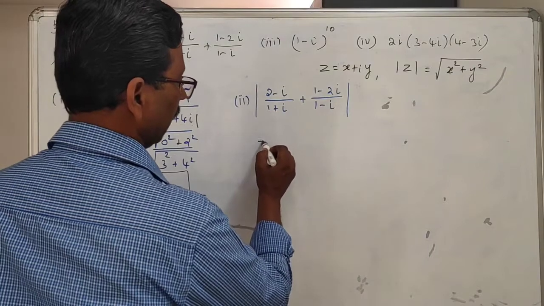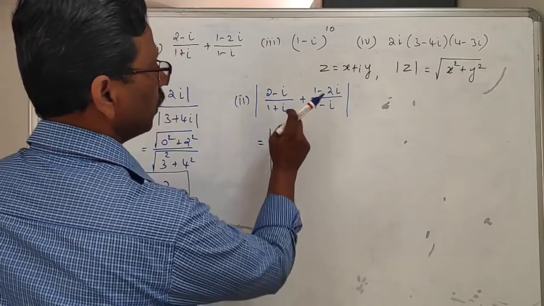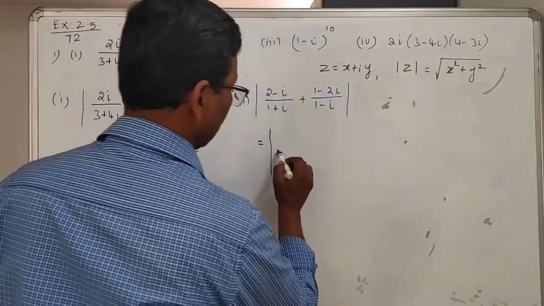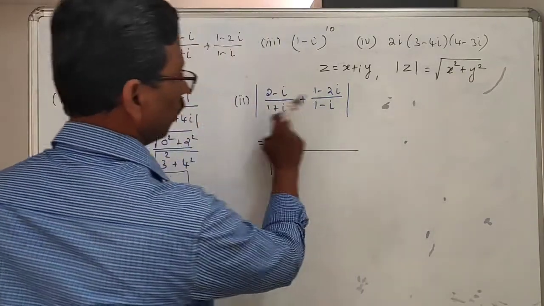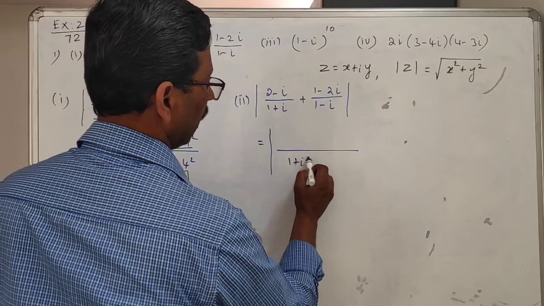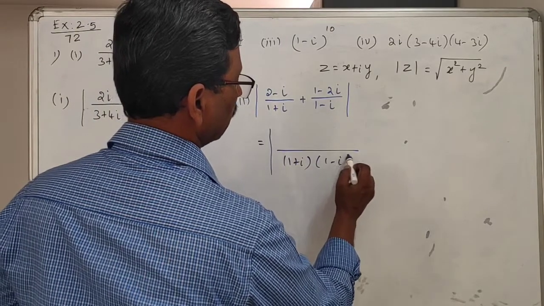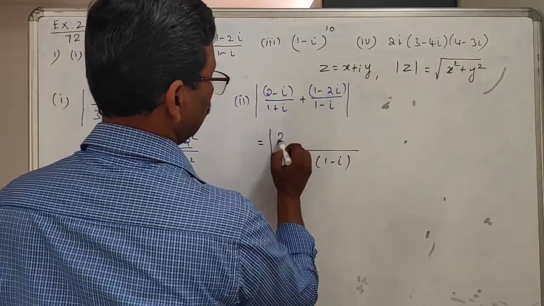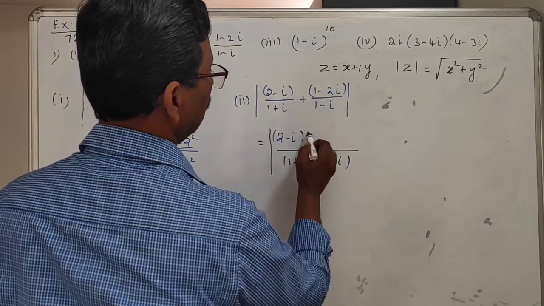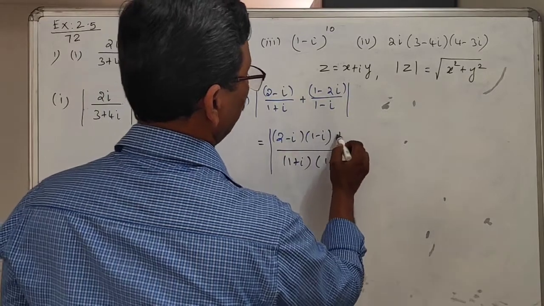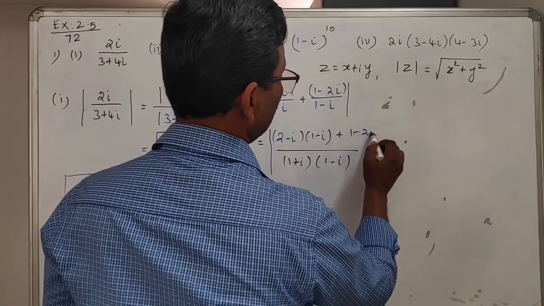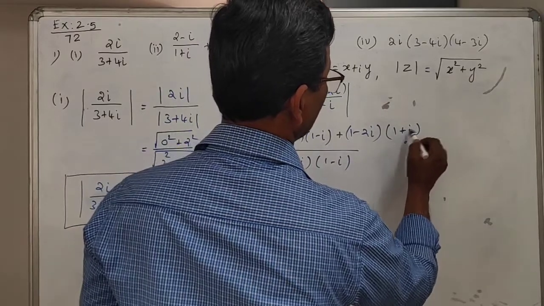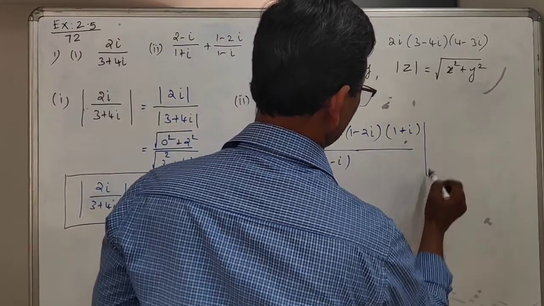I take the modulus of this. Since it is a sum of 2 complex numbers with ratios, you can take the LCM, which is the product of these two: 1 plus i into 1 minus i. Then just cross multiply: 2 minus i into 1 minus i, plus 1 minus 2i into 1 plus i. Just cross multiplication, that's all.